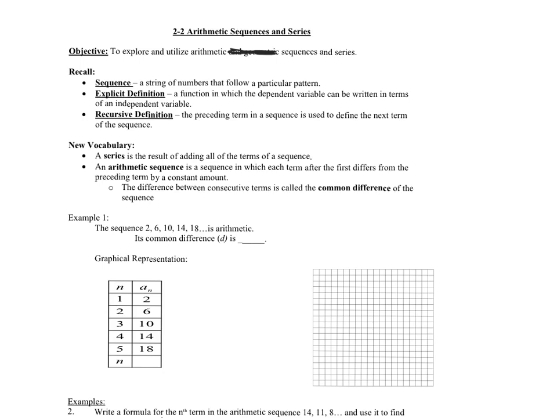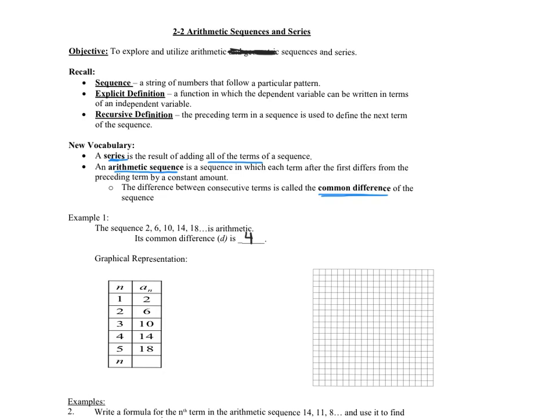Now we're going to talk about a formal definition for a series, and a series is the result of adding all of the terms in a sequence. And then an arithmetic sequence is a sequence in which each term differs from the preceding term by a constant amount. This constant amount is called a common difference. So if we look at an example where our sequence is 2, 6, 10, 14, 18, we can see that the common difference is 4 because we're adding 4 each time.